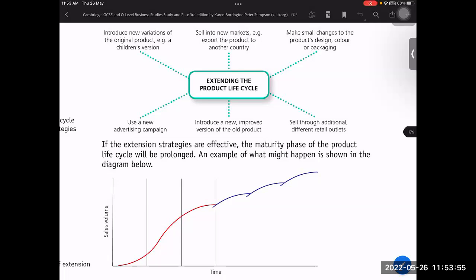Extending the life cycle: use a new advertising campaign, for example digital video. Produce a new improved version of the old product. Sell through additional, different retail outlets.